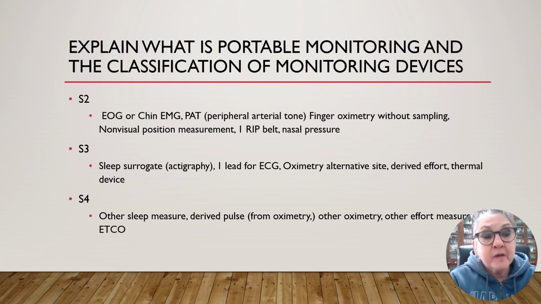Portable monitoring S2 includes eye or chin EMG, peripheral artery tone, finger oximetry without sampling, non-visual position state measurement, 1 RIP belt, and nasal pressure. S3 is a sleep surrogate using actigraphy, 1 lead for EKG, oximetry alternative site, derived effort, and thermal device. S4 includes other sleep measures, derived pulse from oximetry, other oximetry, or other effort measurements.